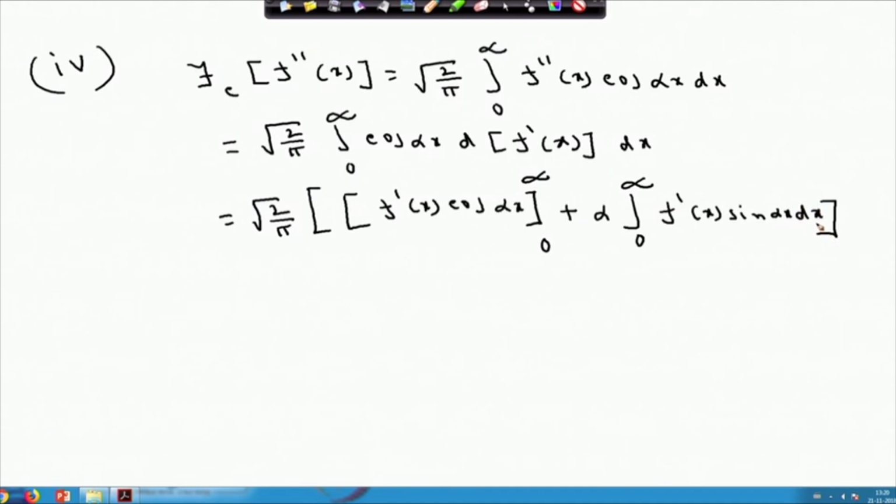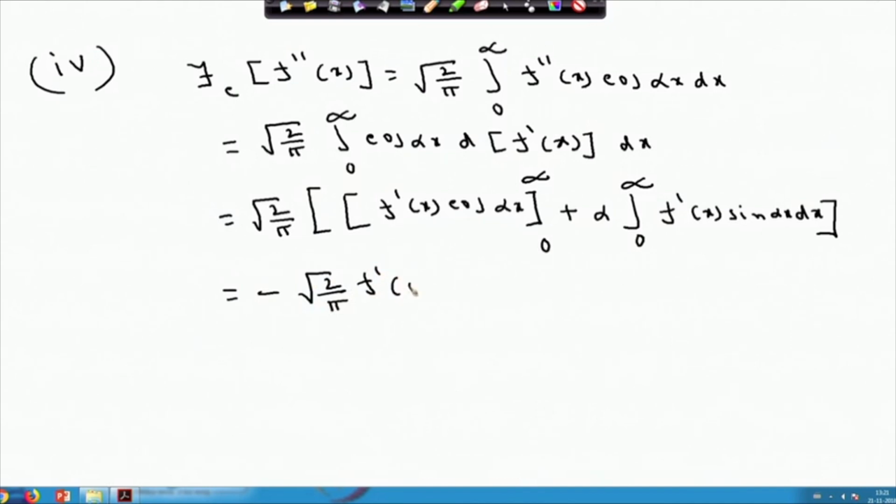So, therefore, this equals, again the first part will vanish, not fully vanish. At infinity this will vanish because f x and f dash x approach 0 as x approaches infinity, but at x equals 0 you will get a term. So, cos 0 is 1, so you will get f dash 0. So, basically minus root over 2 by pi, at 0 it is negative.